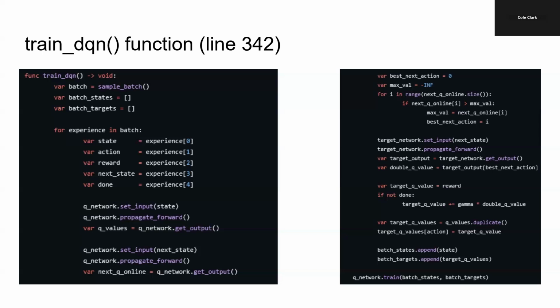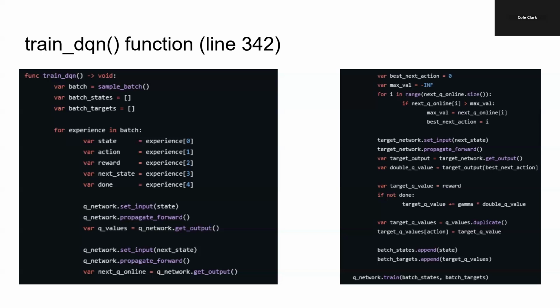After the loop, the next state is put into the target network to generate target Q values. And the target Q values for the next best action is determined and stored as double Q value.